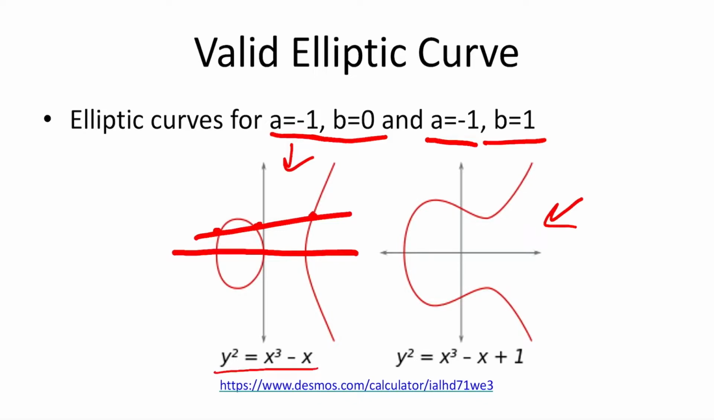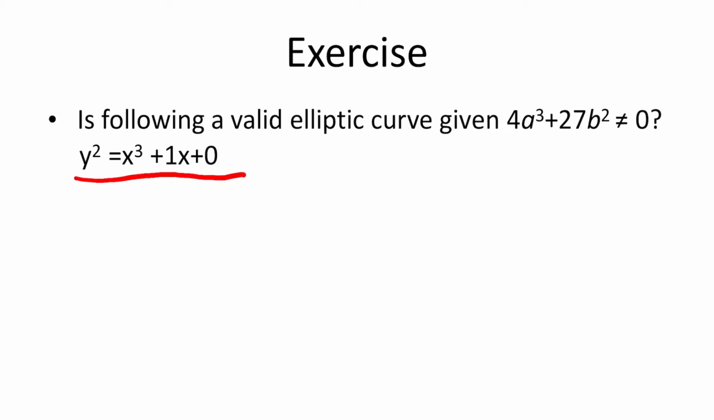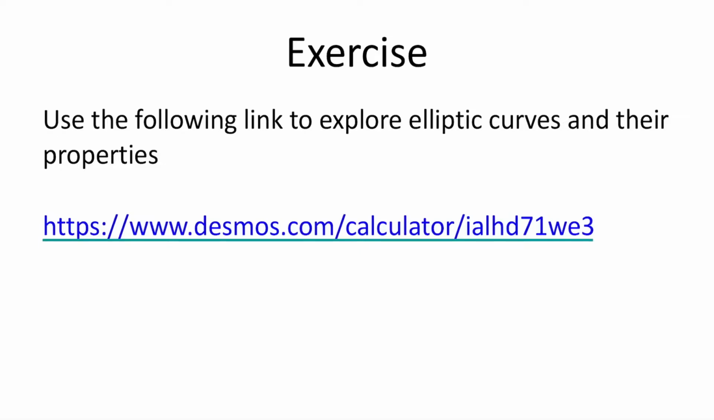And here are the resulting equations which we get with a equal to -1 and b equal to 0, and with a equal to -1 and b equal to 1. So pause here and find out if y squared equal to x³ plus 1x plus 0 is a valid elliptic curve. So the answer is that it is a valid elliptic curve because here we have a equal to 1 and b equal to 0. So if we plug in this value of a and b into this equation right here, it will not result in a 0. This means that we can use this cubic equation.